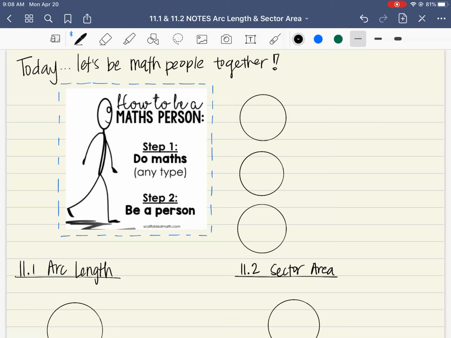So today we get to be math people together, and we're going to talk about circles and their area and circumference, and then a fraction of each of those, which is arc length and sector area. So let's go through this together.